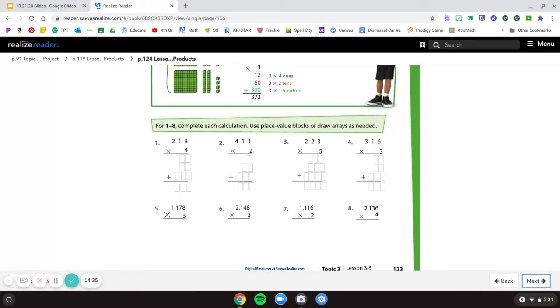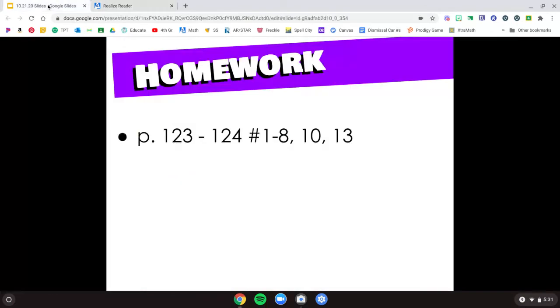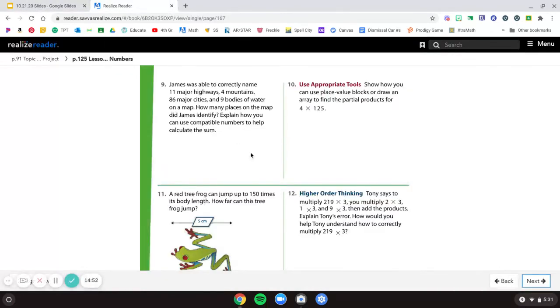And if you don't use them the right way, I don't really care, so long as you're showing your work. If you'd rather draw that out and do the array way, just kind of ignore this and do it on the side piece of paper, and just let me see that when you turn in your work too. Okay, so you have this page. Let's see, we had 1 through 8, 10, show how you can use place value blocks or draw an array to find the partial product. So what you want to do is draw your picture. You want to do that array way for number 10.